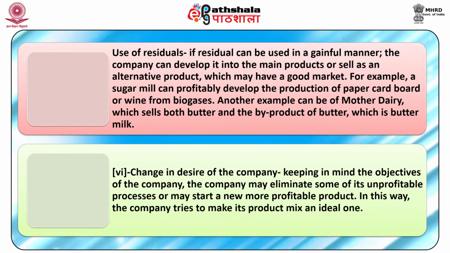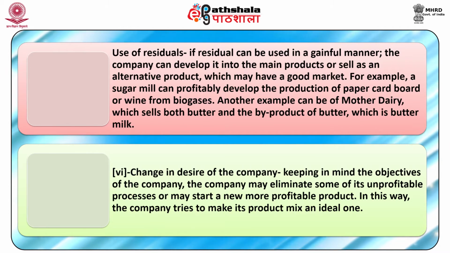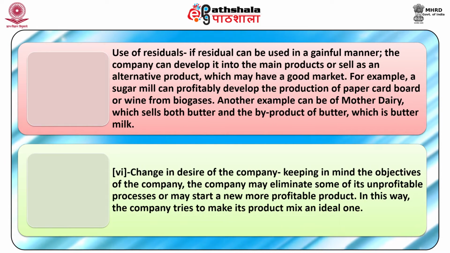6. Change in the desire of the company. Keeping in mind the objectives of the company, it may eliminate some of its unprofitable processes or may start a new, more profitable product. In this way, the company tries to make its product mix an ideal one.